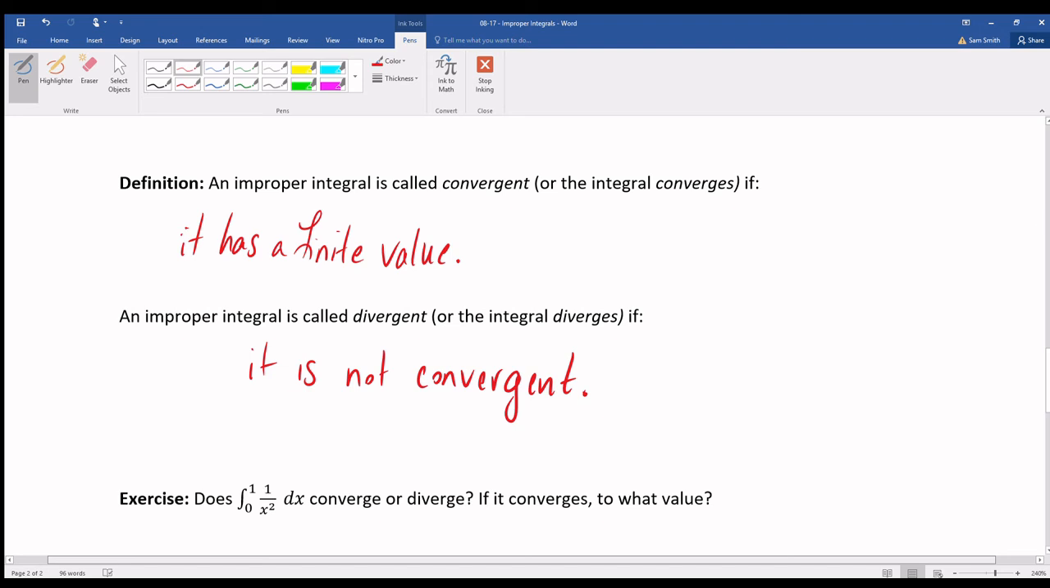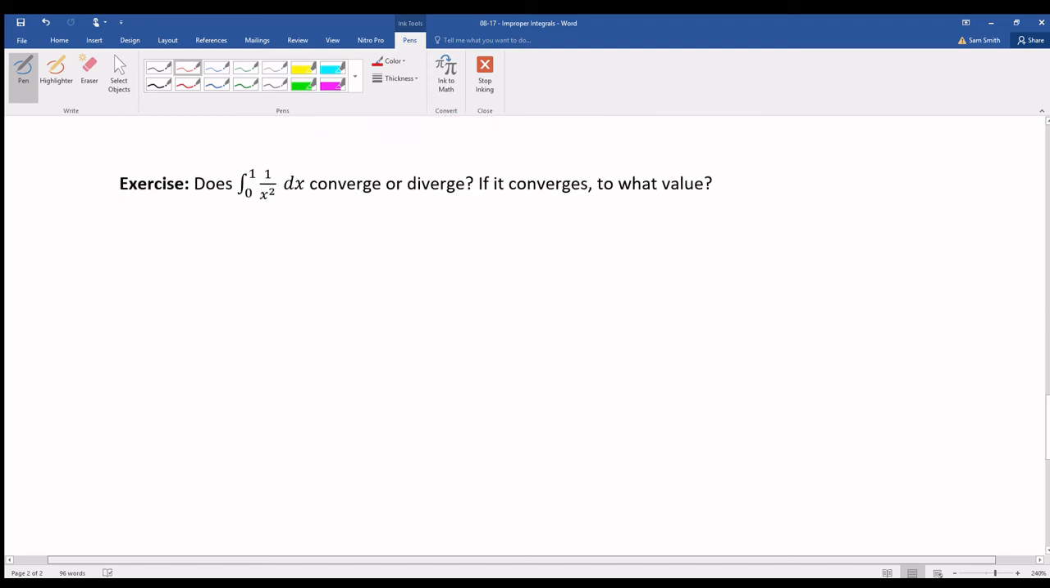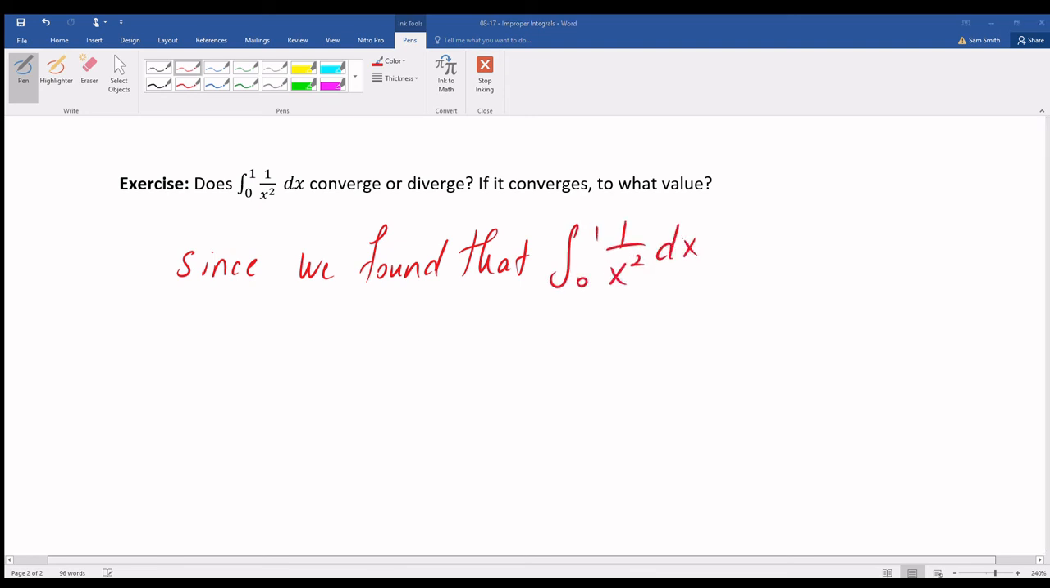So applying that language to the example from the previous page, is the integral from 0 to 1 of 1 over x squared dx convergent or divergent? Since we found that this integral from 0 to 1 of 1 over x squared dx was not a defined real number, that means that this integral diverges.